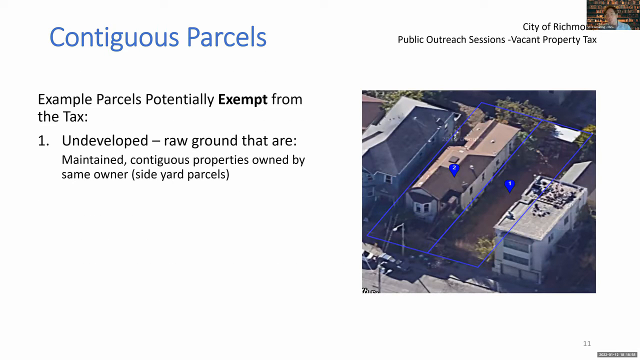And on your screen here is an example of a contiguous property. You see the property labeled number 2 is a house, and then the property next to it is a side yard. In this example, if the side yard, number 1 here, is not blighted, if it's maintained, that would not be subject to the tax. It would be considered in use, if that was included in the tax ordinance. So if anyone has any thoughts on that, that's one of the reasons why we're here. We'd love to hear any ideas, comments, or feedback on this type of contiguous parcel exclusion.